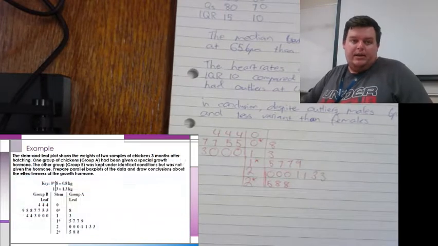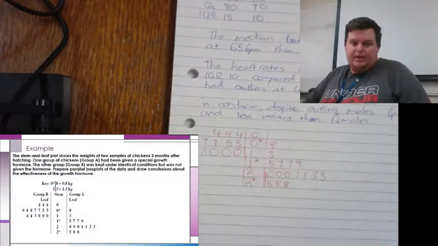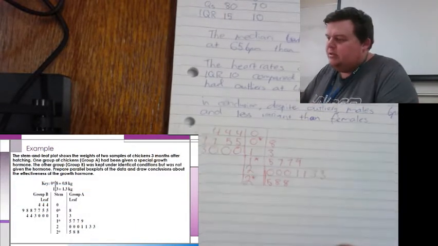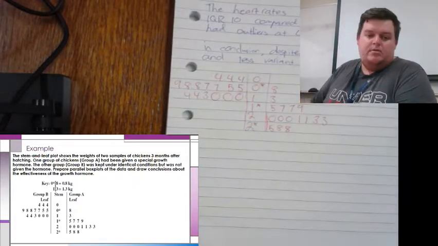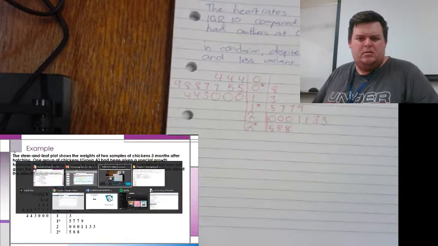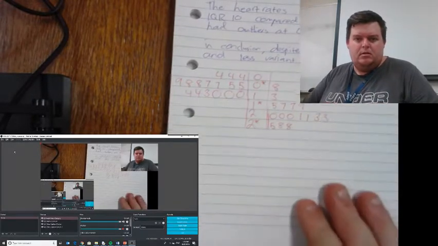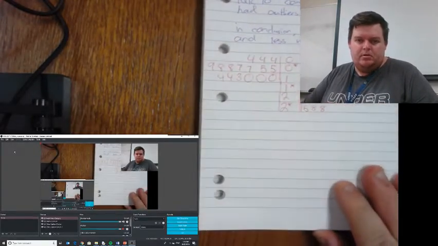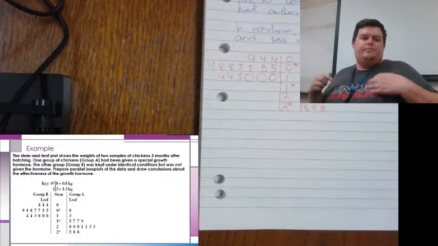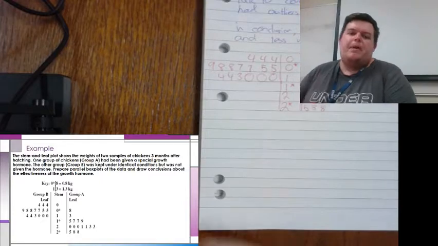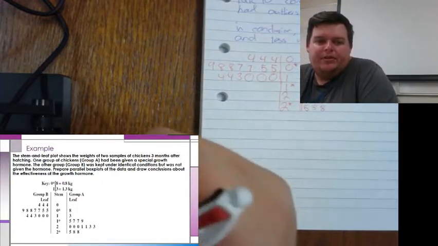Next one, we're looking at a stem and leaf plot, and we've got to talk about whether a growth hormone works. I'm just trying to get that paper in shot. Hopefully that works. Yeah, that's pretty good. Right. So we're looking at a growth hormone. So it's prepare parallel box plots and draw conclusions on the data.